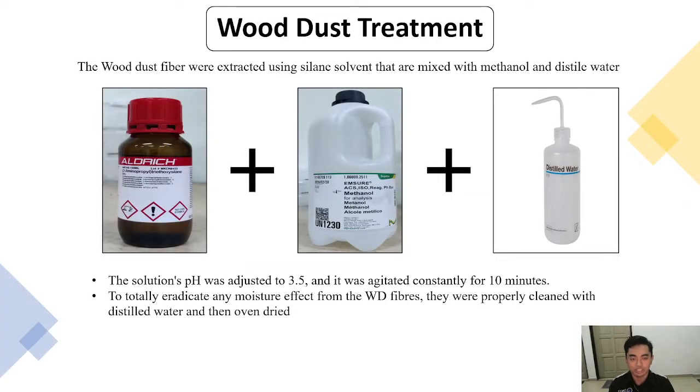Now we go to the wood dust treatment, because the wood dust needs to be extracted using silane solvent. They are mixed with methanol and distilled water. As you can see, there are three components: the silane chemical, the methanol, and the distilled water. The solution's pH was adjusted to 3.5 and it was agitated constantly for 10 minutes.